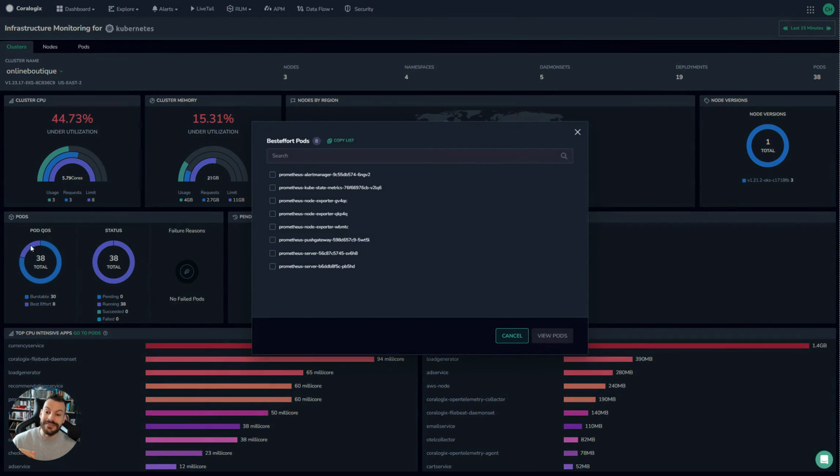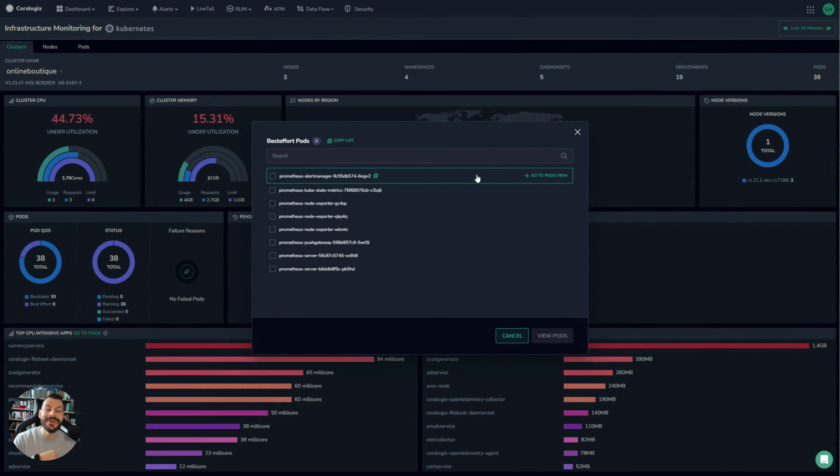And then we have best effort. Best effort essentially means there's been no declaration of requests or limits. We have no idea how much these pods need. And this is generally a bad idea. You generally don't want to run best effort pods almost ever. So this right here is an action list for you to go and fix.